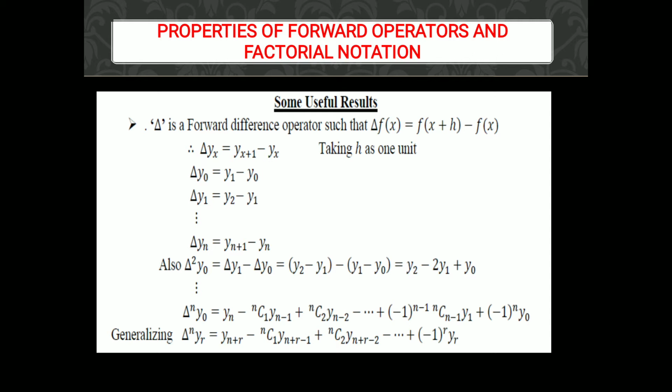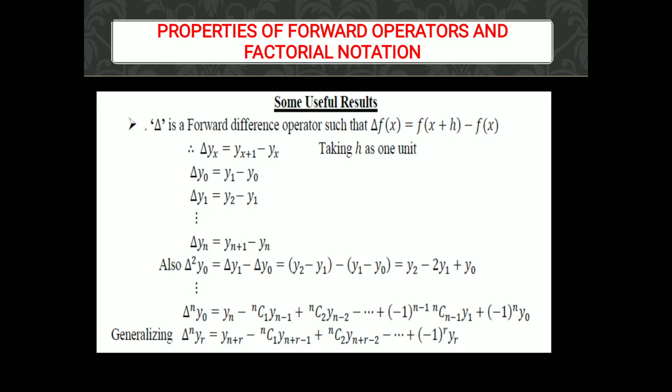Therefore from this second step we can operate delta on y0, like delta y0 is equal to y1 minus y0. Similarly, delta y1 is equal to y2 minus y1, and so on. Delta yn is equal to y_(n plus 1) minus yn. These all are the first order forward differences of a function.